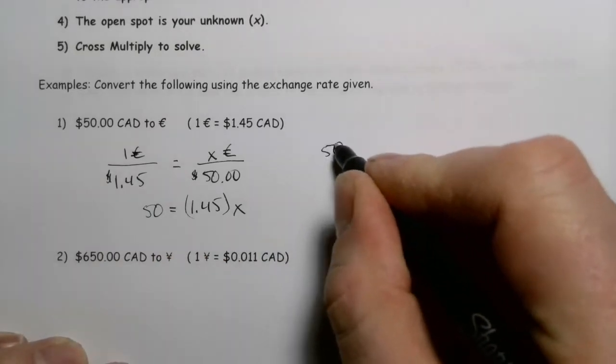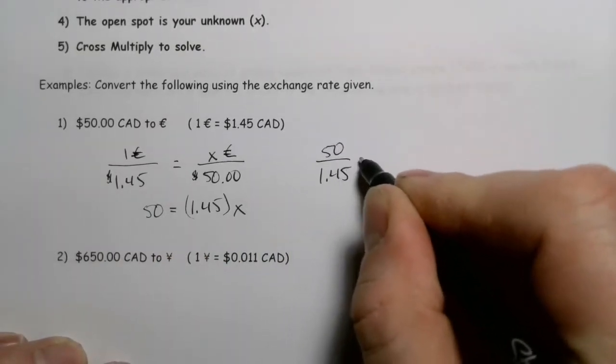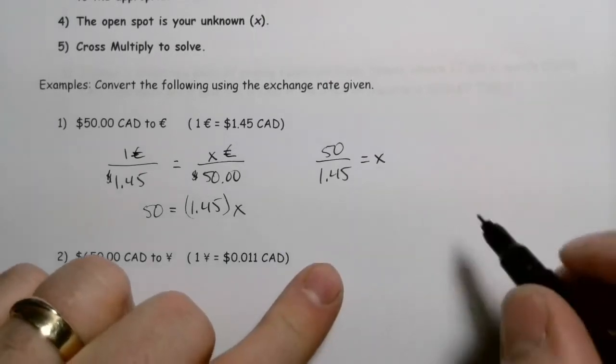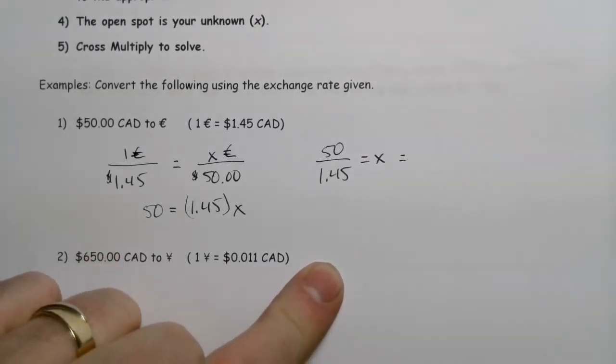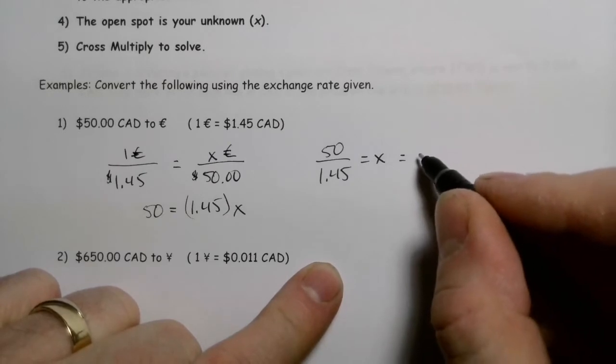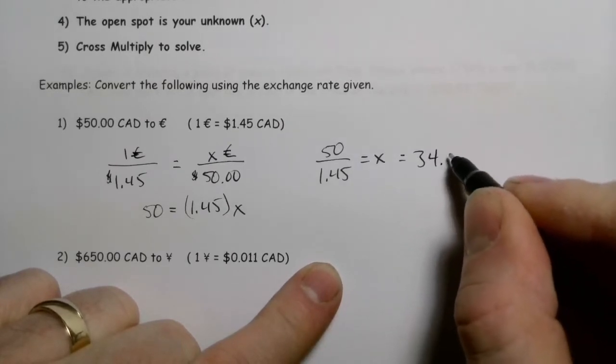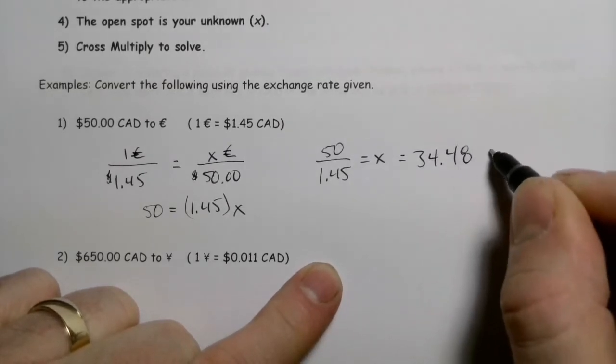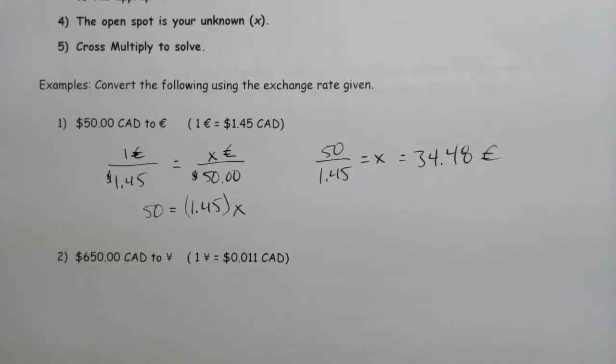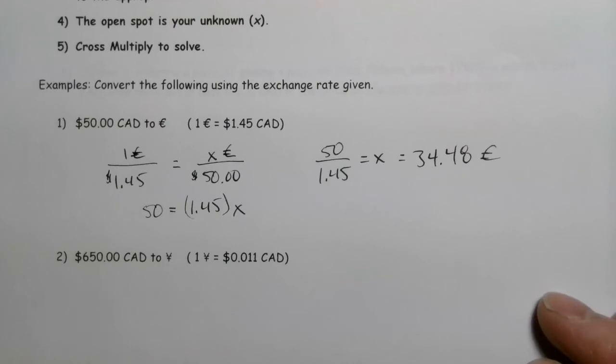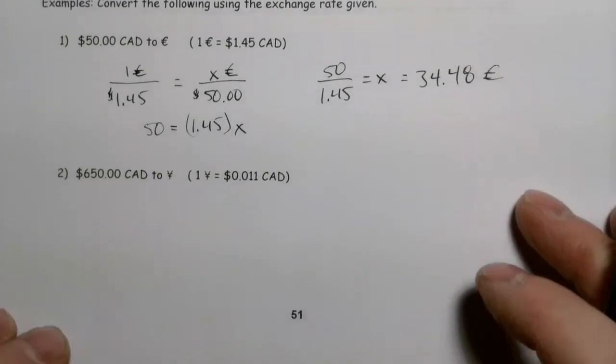So that's going to be 50 divided by 1.45 will equal X. And then I've just done that on my calculator off to the side here, and I get 34.48 euros. Okay? That's what we get. Let's take a look at another one here.